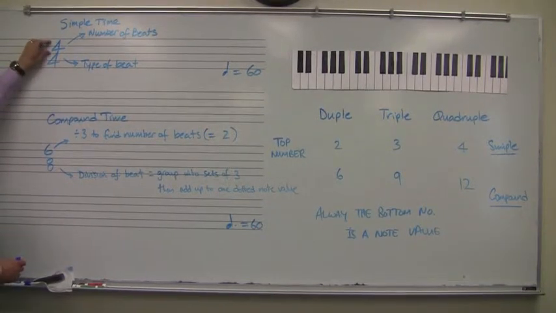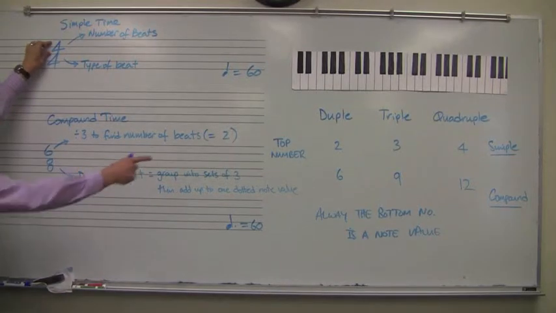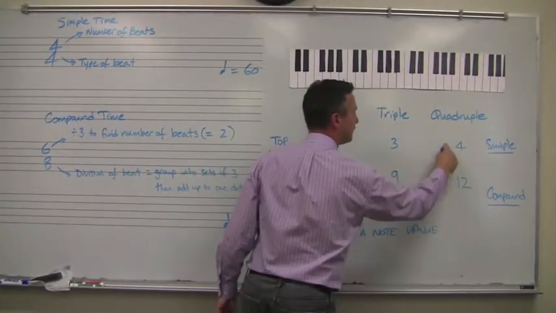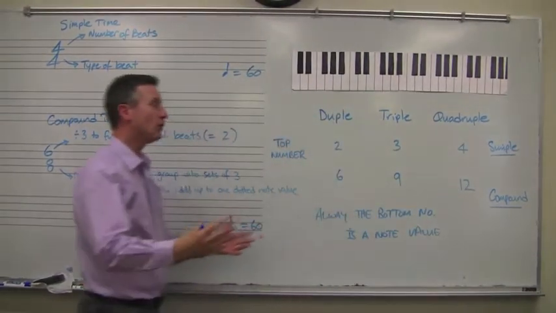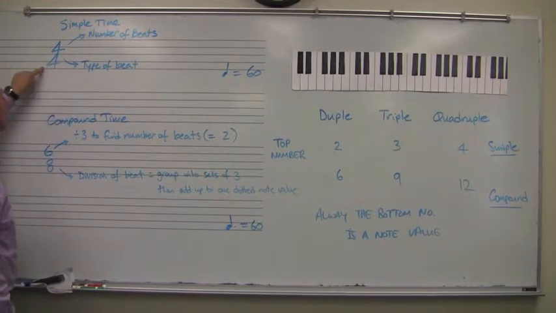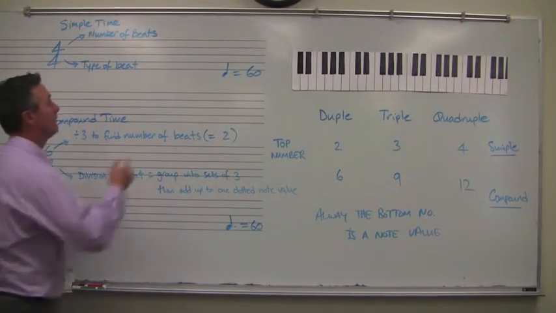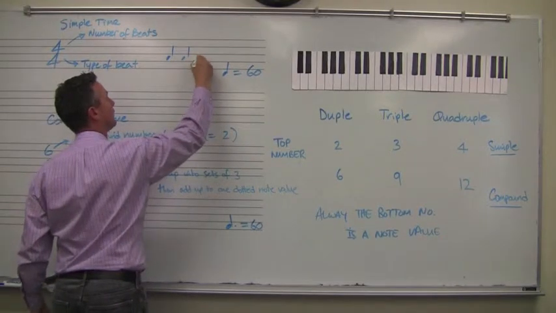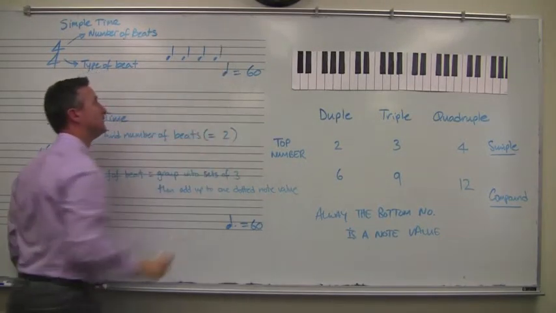It's telling you that there are 4, which equals the number of beats, remember, for simple time. 4 is quadruple. It means there are 4 beats. The bottom number tells you the type of beat, quarter notes. This is telling you that the beat in each measure will be equivalent to that.